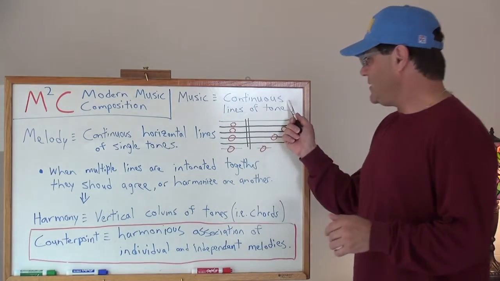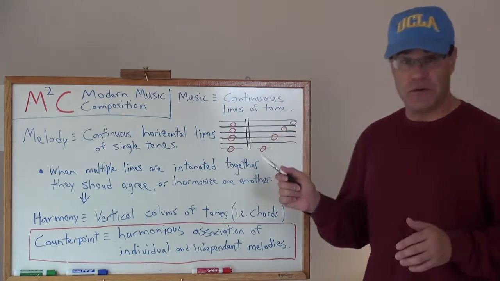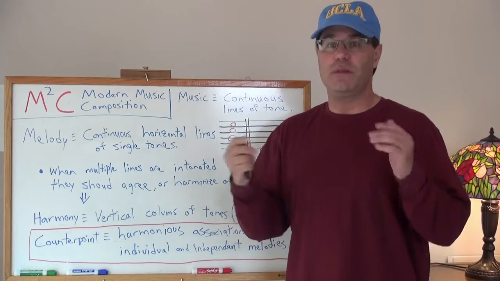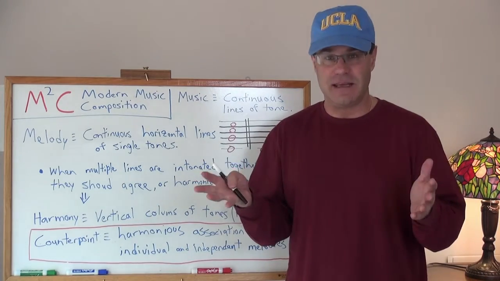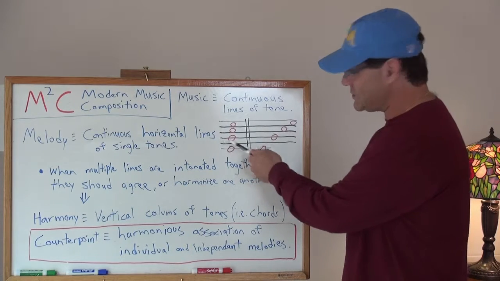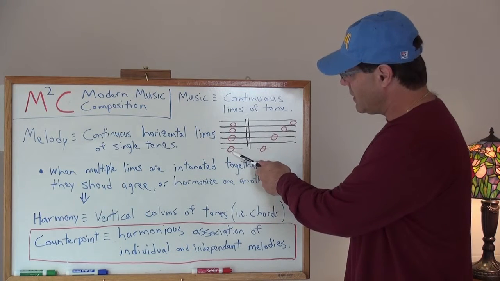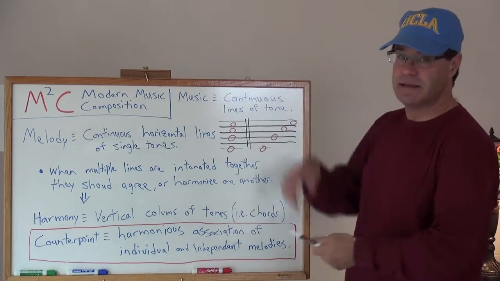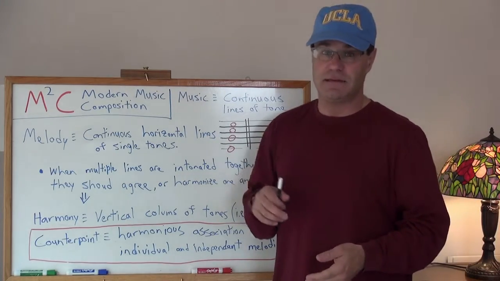Music is just a continuous set of lines of tone. Okay, what does that mean? Well, when you play a chord, for example, a C major chord, and here we've got represented a C chord, this is a G clef, a C, G, C, E, a C major triad.